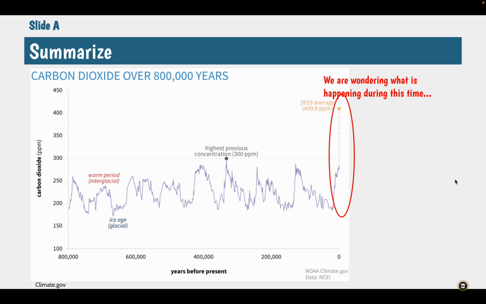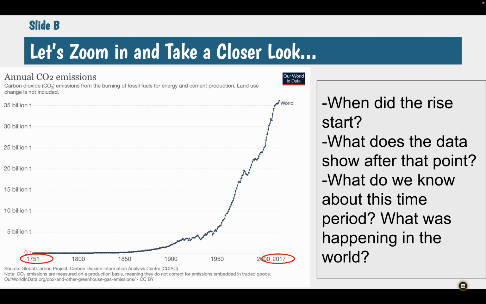So if we zoom in, we want to know, well, why? What's happening during our present day, during this time? And so if we zoom in, we start to see the pretty significant rise starts around 1751. And we see it go up pretty dramatically.